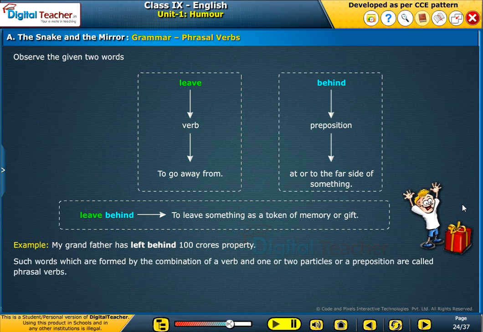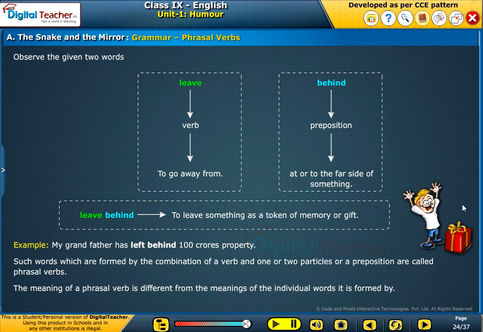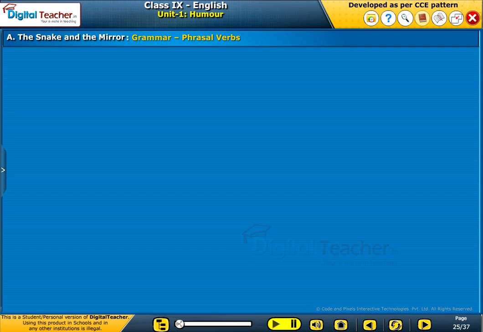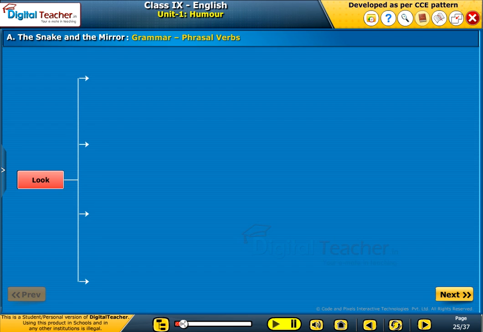Such words which are formed by the combination of a verb and one or two particles or a preposition are called phrasal verbs. The meaning of a phrasal verb is different from the meanings of the individual words it is formed by. Let us look at another example. Let us see the different phrasal verbs that are made from the verb look and their meanings.